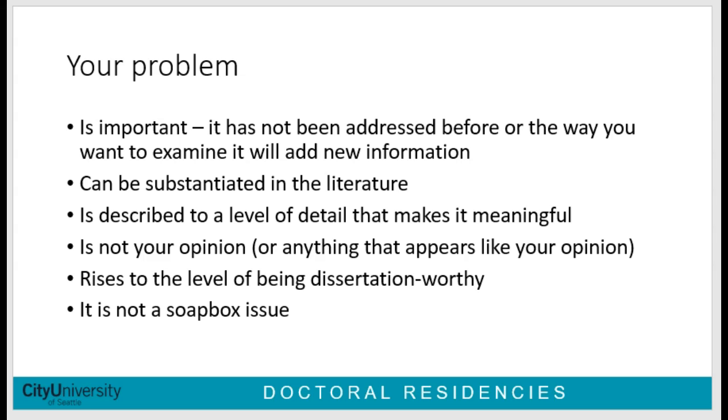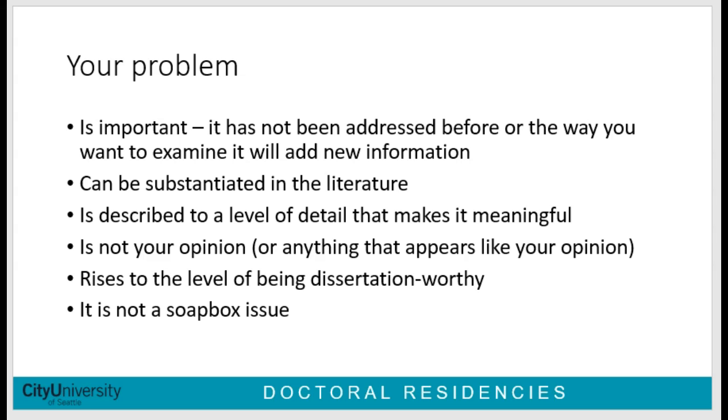It has to be described in the level of detail that makes it meaningful. It cannot be your opinion or anything that appears like your opinion. It needs to be dissertation worthy and not a soapbox issue, meaning that a lot of people will go in and say, my boss is a terrible leader, and because of that, employees are quitting. So I want to study terrible leaders to figure out how to fix my boss. I want to prove to him that he's wrong.